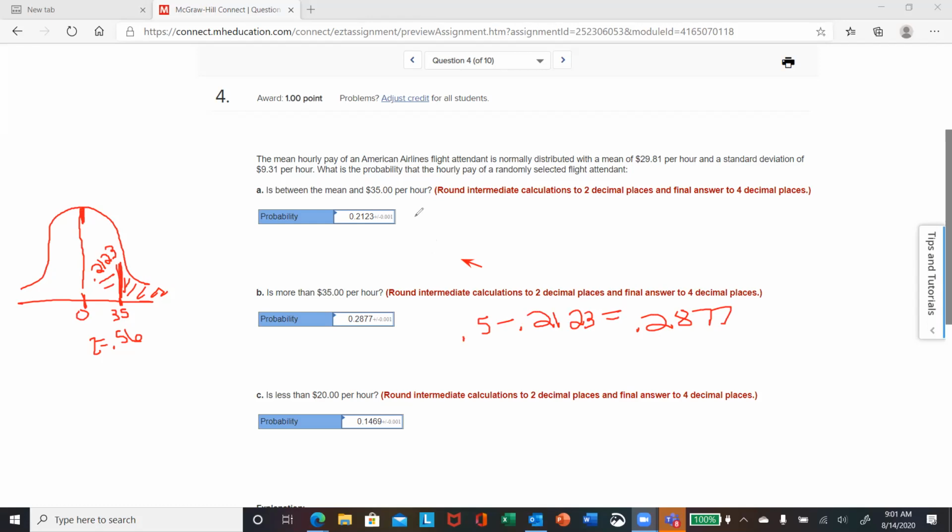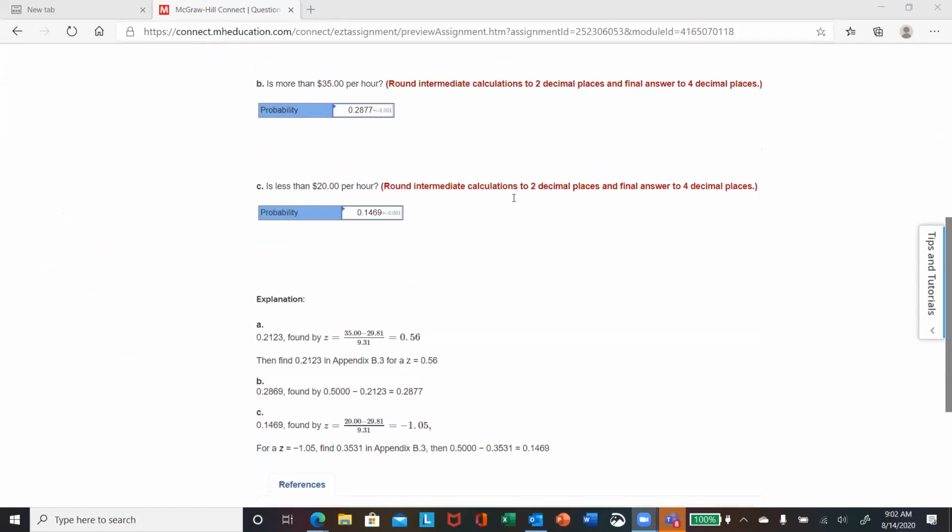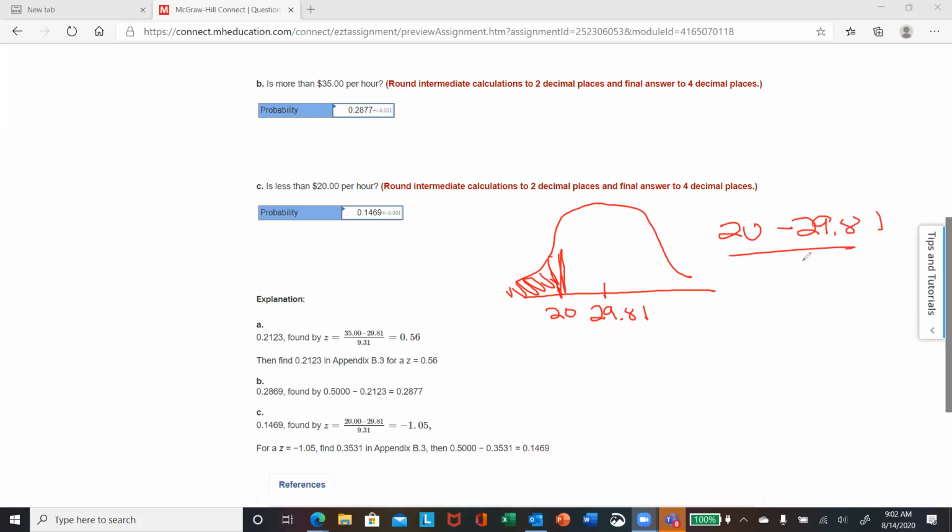All right, so on part C, let me get that out of there so you can see this one. On part C, they want us to go to less than $20 per hour. So again, if I draw my curve, we know that 29.81 is in the middle, and they want less than 20, so I'll just say 20 is somewhere down here below the mean. I want to find that. So you have to get a z-value for 20. It's going to be 20 minus 29.81, divided by 9.31. I usually take the z-value out to 2 decimals. That's going to give us right around 1.05.